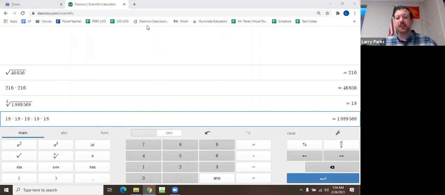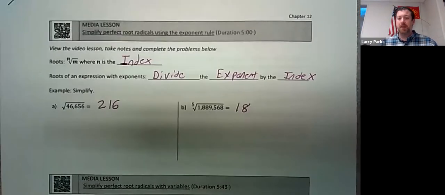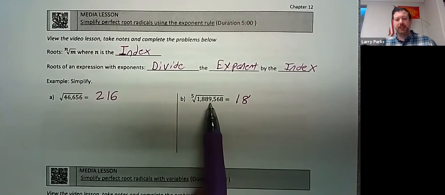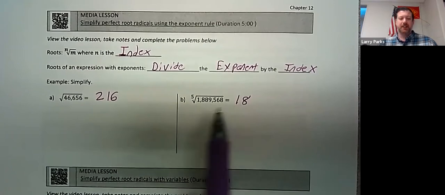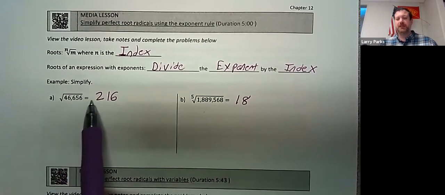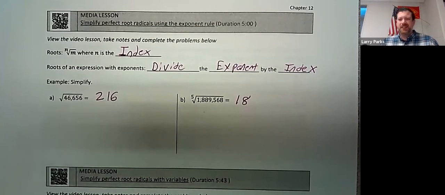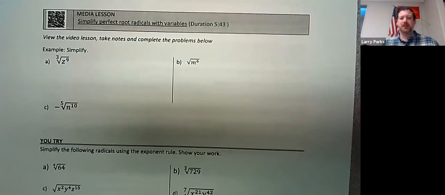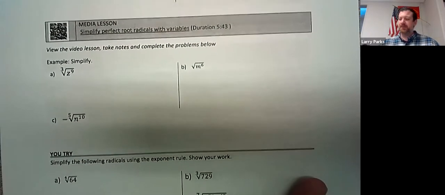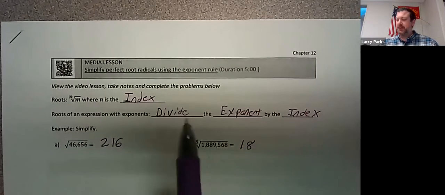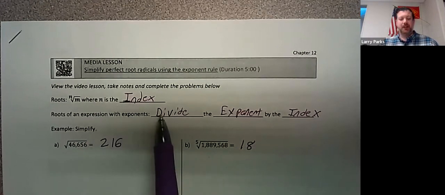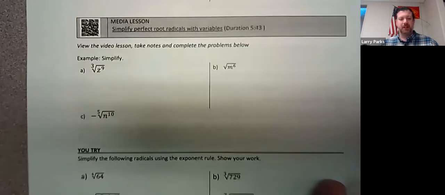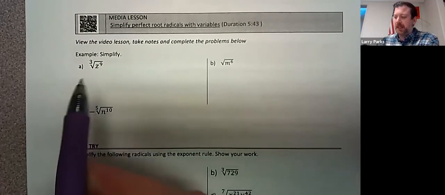So I wrote those on our page. Okay, the fifth root of 1,889,568 is 18. The square root of 46656 is 216. So those are pretty easy. Now let's throw in some variables. And what we're going to do is remember that you always divide the exponent by the index. So these really are not so bad.